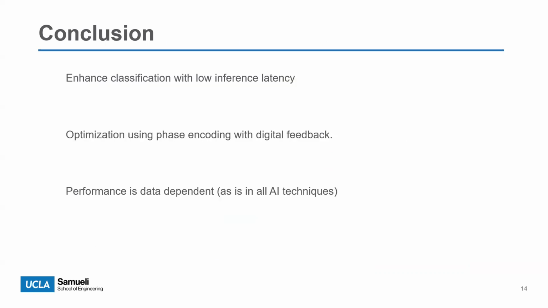In conclusion, our kernel enhanced classification with low inference latency. And in this research, we showed that we achieved the optimization using phase encoding with the digital feedback. This provides a general framework for adapting this physical computer to various applications. Still, I want to emphasize that the performance of this kernel is still data dependent, because after all, it is a statistical approach, just like all AI techniques.